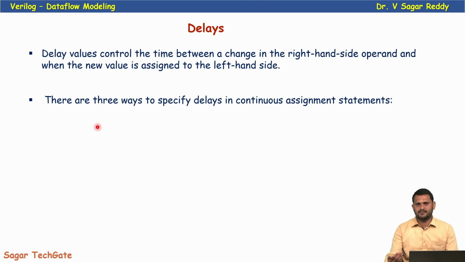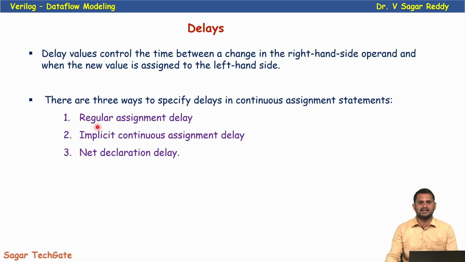So how many types of delay statements are there? Basically, we have three ways we can specify delays in continuous assignments. Delays are not synthesizable. To mimic actual gate behavior, we are using these delays. The three different delays are a regular assignment delay, an implicit continuous assignment delay, and a net declaration delay.